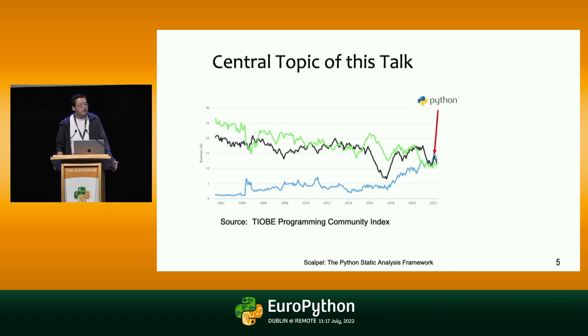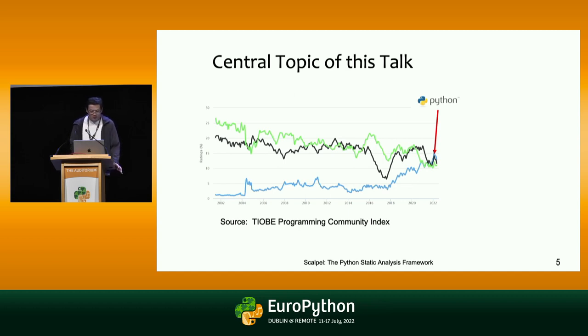Now, here's the central topic of today's presentation. If we look at the past 20 years and at how the Python language is being used, we can simply look at the programming community index. Over the 20 years, Python after 2020 has overtaken Java and C as the most popular programming language today. Right after 2016, as you can see from the diagram, it clearly grows very fast.